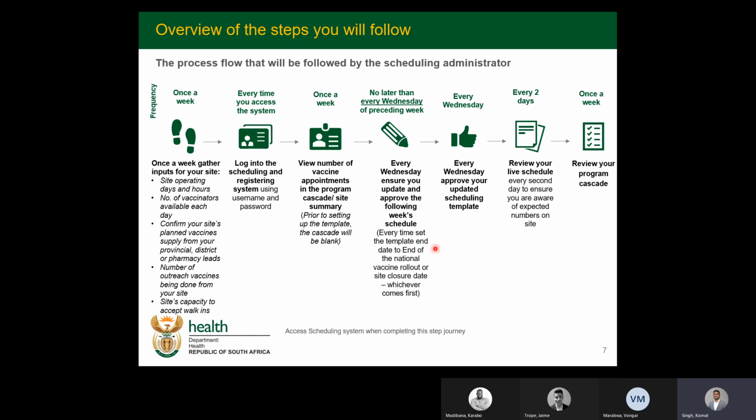So every time you set the template end date, which is the end of the national vaccine rollout, the end of the 28th of February, 2022, or if your site closes before that date, whichever comes first. Every Wednesday, please remember to approve your updated scheduling template. Every 2 days, please remember to review your live schedule, just to make sure that you're aware of the expected numbers on site. And once a week, please remember to review your programming cascade.